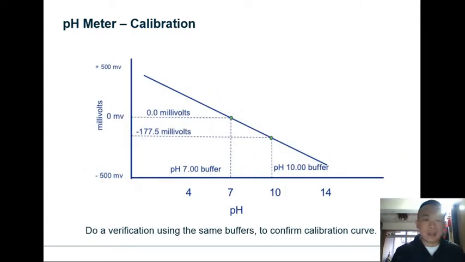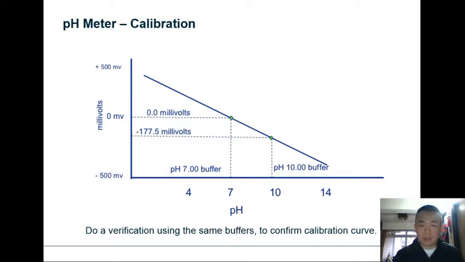Now, here's one example of a pH calibration chart. In this particular graph, it shows 2 buffers being used, one at pH 7 and one at pH 10. As you can see, there's a direct correlation between the conductivity or the voltage that is being measured by the probe versus the pH reading. So in our case, pH 7 corresponds to 0.0 millivolts, and pH 10 corresponds to negative 177.5 millivolts.